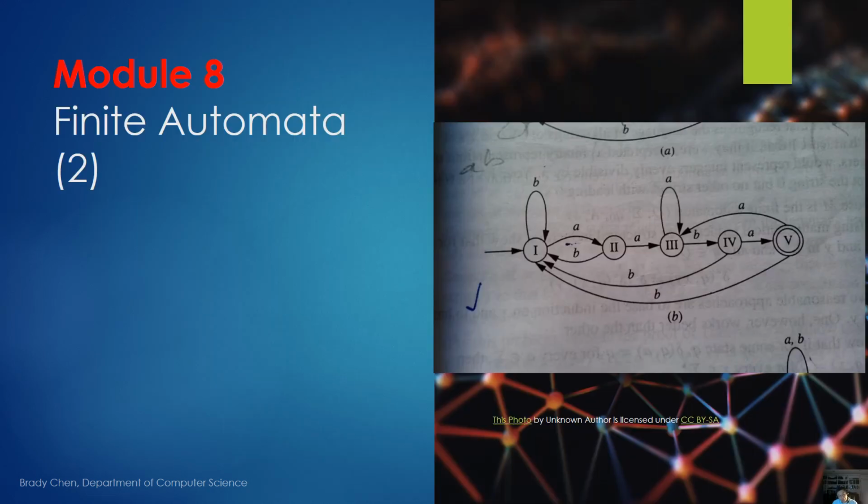This is Module 8, the second part of Finite Automata. Now, in this part, we're going to focus on the non-deterministic finite automata. And as I mentioned earlier, we're going to divide this module into two parts, 8a and 8b.